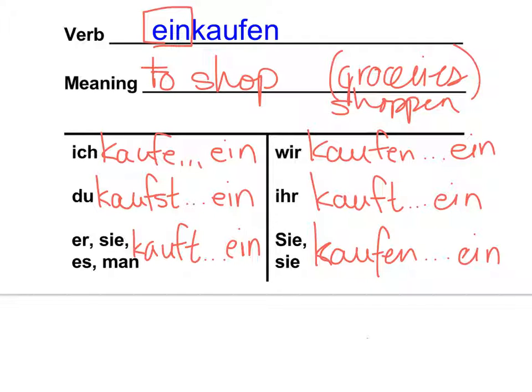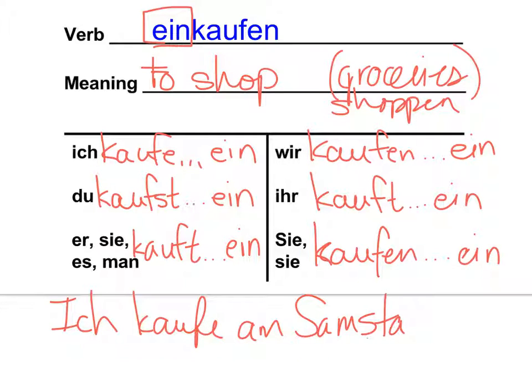So, as an example, you could say, ich kaufe am Samstag ein. What does that mean? I shop. What does Samstag mean? It's a day of the week. That's your hint. Saturday. I shop on Saturday. So this ein, you never do anything to it other than kick it to the end and leave it alone. So you don't change the ending on that or anything like that.